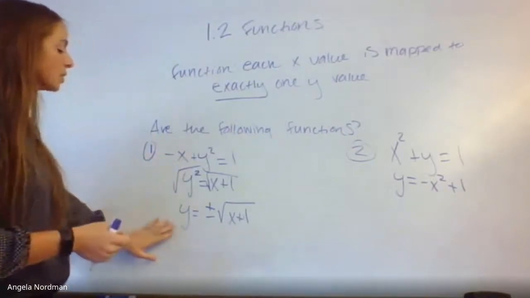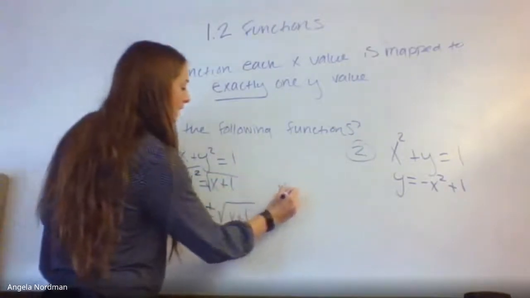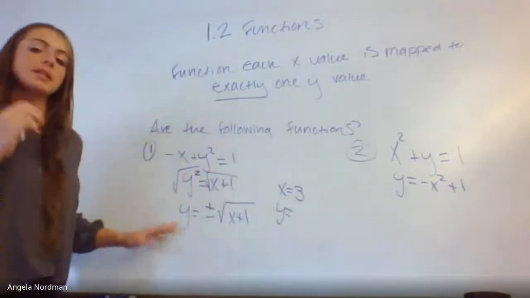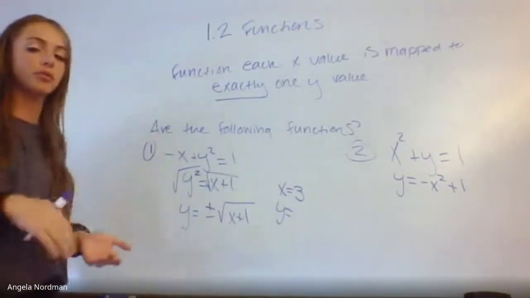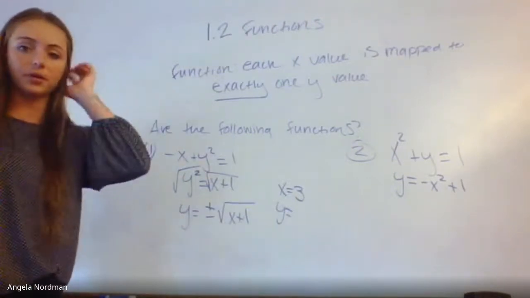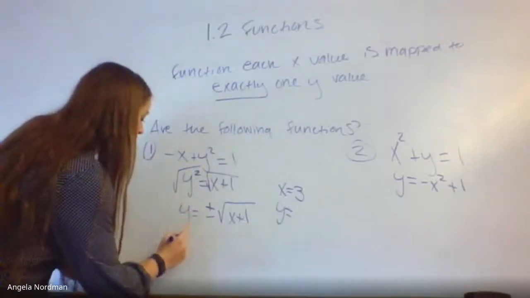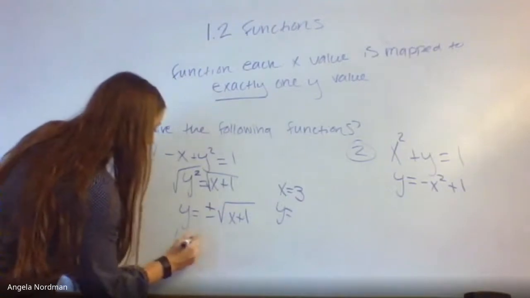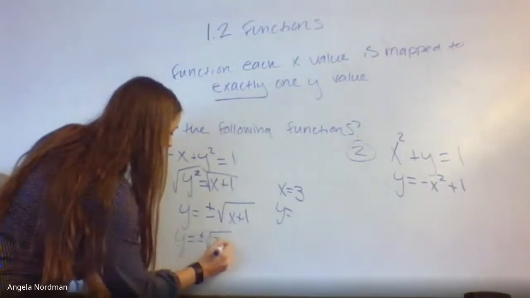So let's try this one over here first. I'm going to claim that x equals 3. And I want to know, just by trial and error, what would I get out for my y value then? Do I get 1? Do I get 2? Do I get 4? How many y values do I get out? Because that determines whether or not it's a function. So let's put in 3 for x.